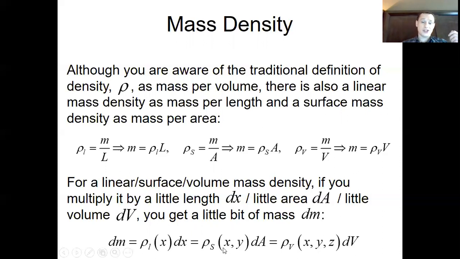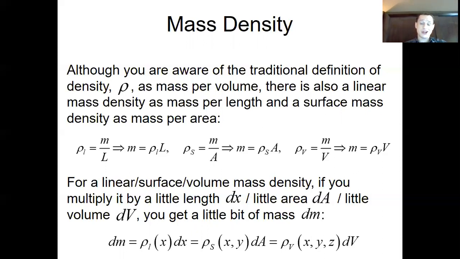Or you could say that a little bit of mass, in a similar way, is a little bit of area times a surface density, or a little bit of volume times a volume density. So all these things are just rearranging the concept of density, taking it to the infinitely small level. In a lot of applications, you need to start by finding out what a little chunk of mass is like. So these are going to guide you.